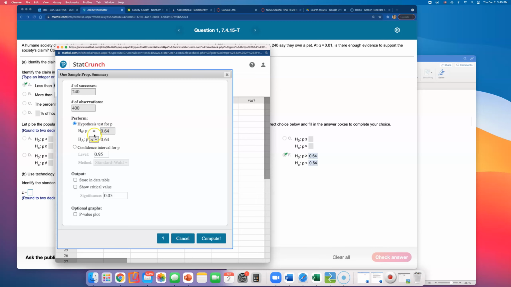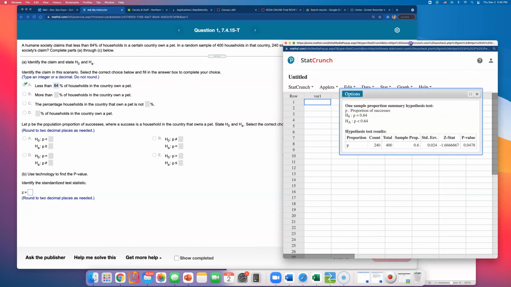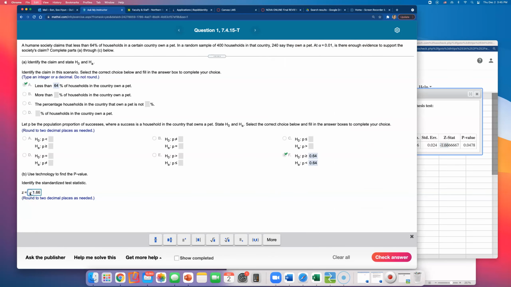And unfortunately, you know this already, we can't change the symbol for the null hypothesis, but if I use P is less than 0.64 for the alternative, StatCrunch will automatically find the right p-value, the right z-stat, standardized z-score, even if you don't change the symbol to greater than or equal to. So that's all I have to do, compute. And what is the z-stat? It is negative 1.6 repeating, so negative 1.67.